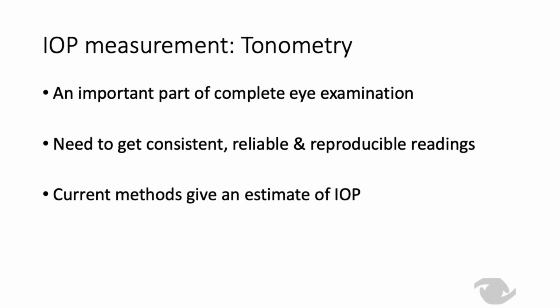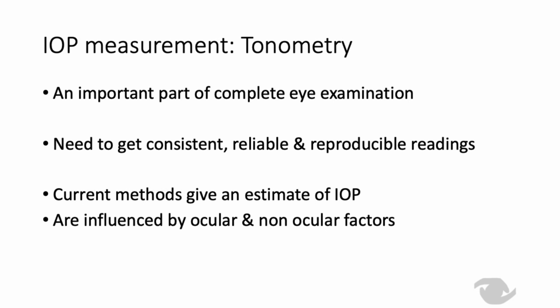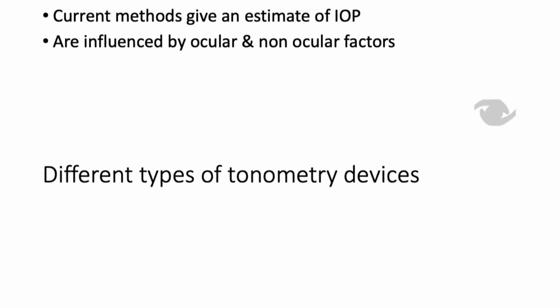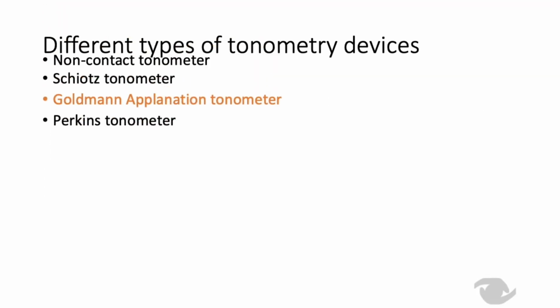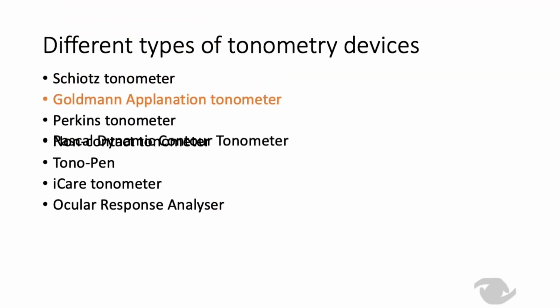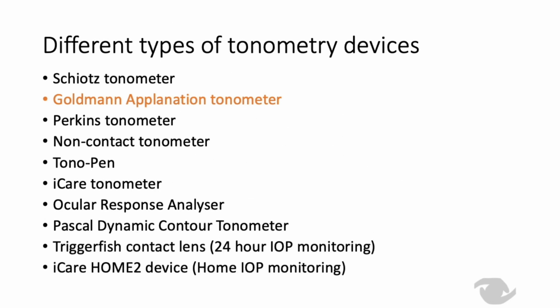One needs to consistently get reliable and reproducible readings, keeping in mind that current methods we use estimate the IOP and may be influenced by ocular and non-ocular factors. Among the various types of tonometry devices available, only a few are used in routine clinical practice.